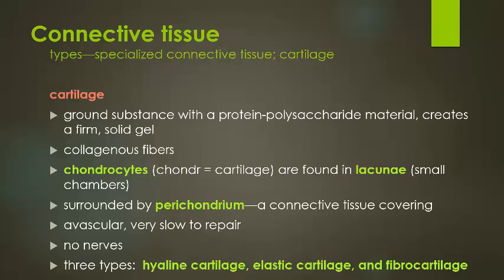So cartilage is built of a ground substance that has a lot of a protein polysaccharide material. So it's got protein in it and this polysaccharide, so a multiple sugar carbohydrate. And together they create a really firm, solid gel. So the ground substance is this very firm kind of gel-like material. And the primary tissue fiber that's found in cartilage is a collagenous fiber. The specialized cell that we see associated with this is called a chondrocyte.